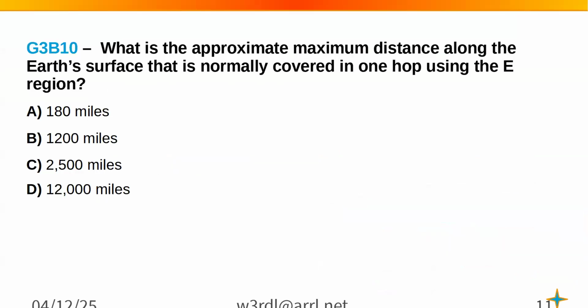So what's the approximate maximum distance along the Earth's surface normally covered in one hop using the E region? Because they have them both in there, you have to remember which one. And in 4 or 5 weeks from now, will you remember that?